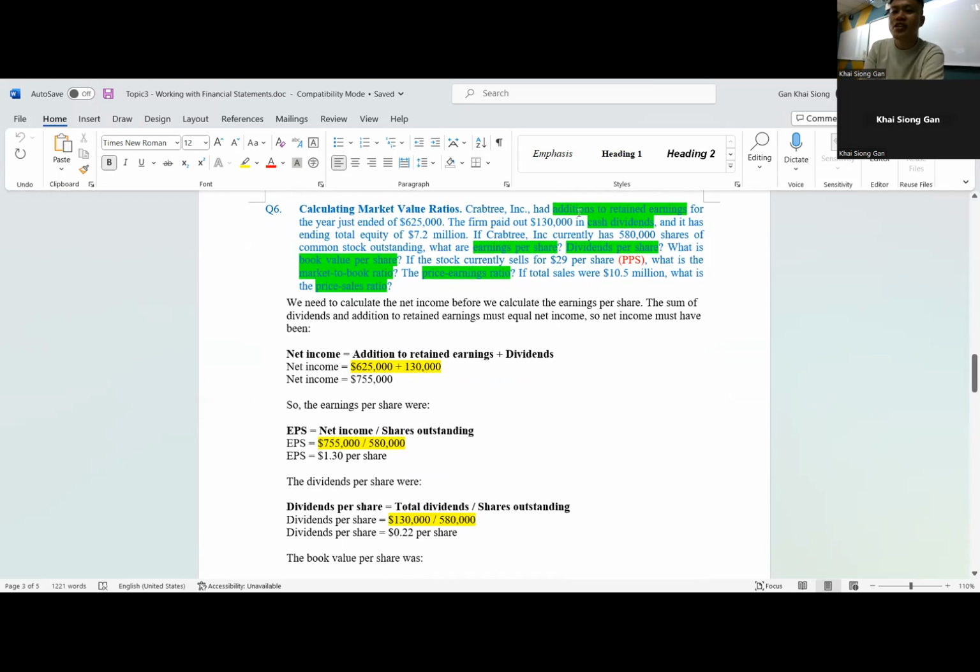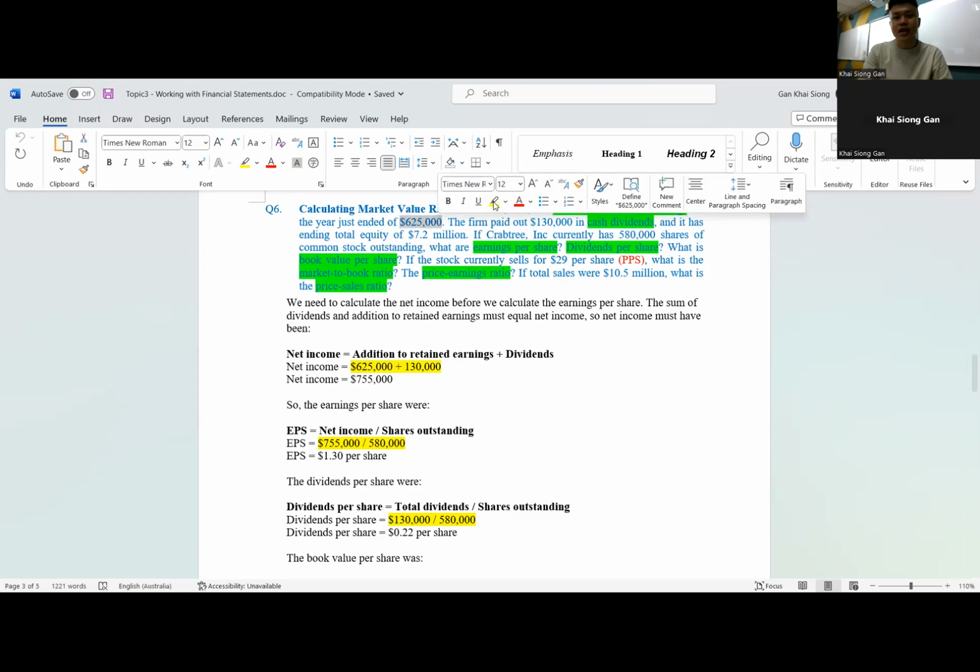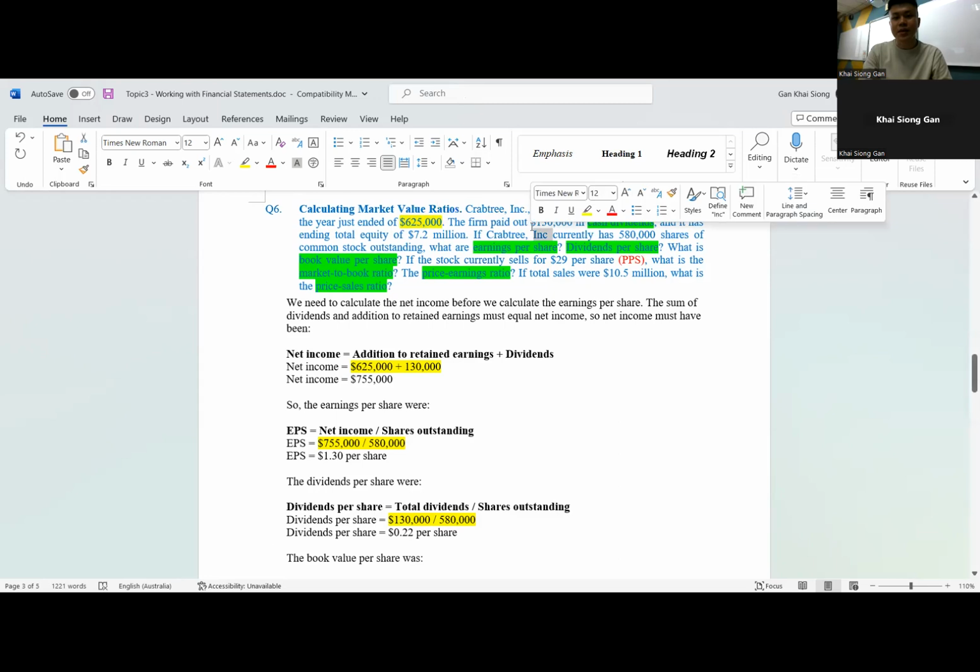First, Crabtree Incorporated had additions to retained earnings for the year just ended of this amount. The firm paid out this amount in cash dividends. So later on, roughly, we can know how much the net income is already, right? Because this is the addition to retained earnings, and this is the dividends being paid out. These two add up together and become net income. So that's why for the first part here, I calculated 755,000.